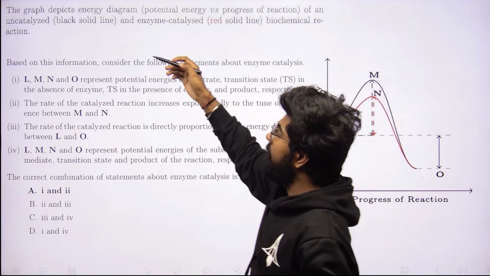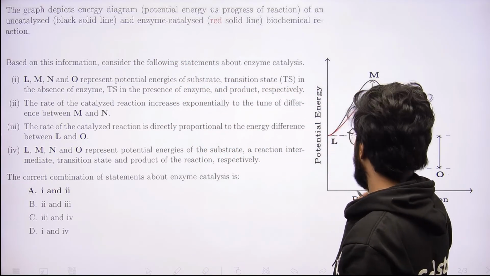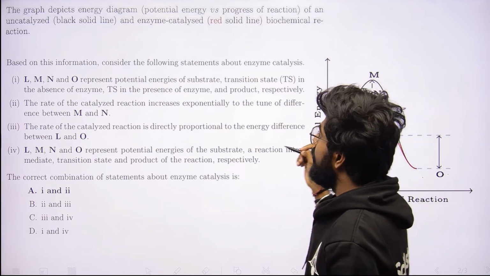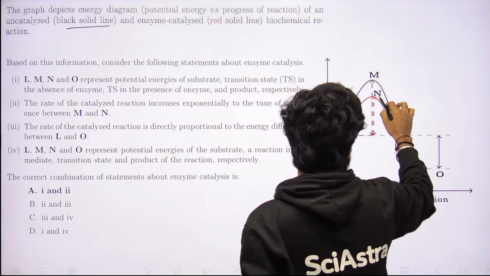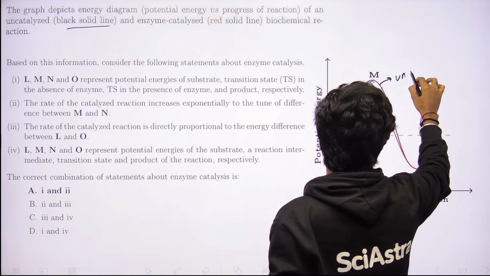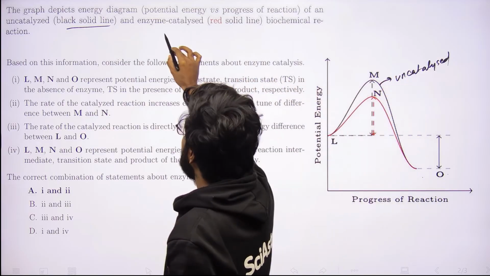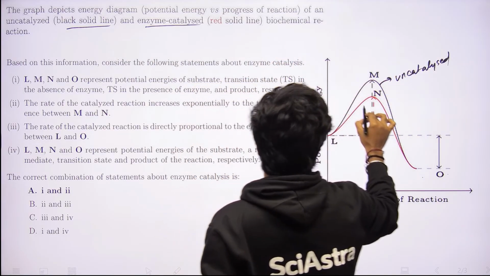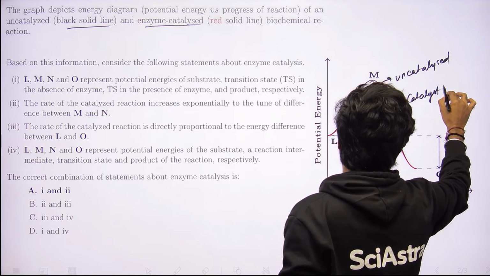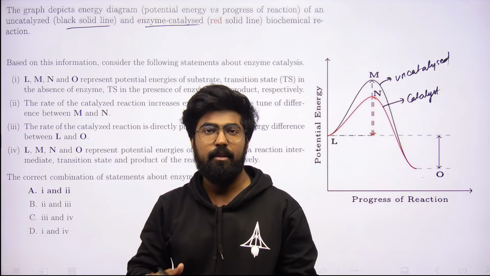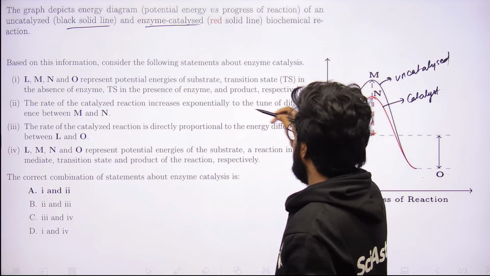So let's just understand the question. The graph depicts an energy diagram, potential energy versus progress of the reaction, as we can see, of an uncatalyzed reaction. The black solid line represents the uncatalyzed reaction, and the enzyme catalyzed reaction, the red solid line, is catalyzed by an enzyme. As we know, enzymes are basically those proteins which act as catalysts in biological reactions. So this is some biochemical reaction, right?